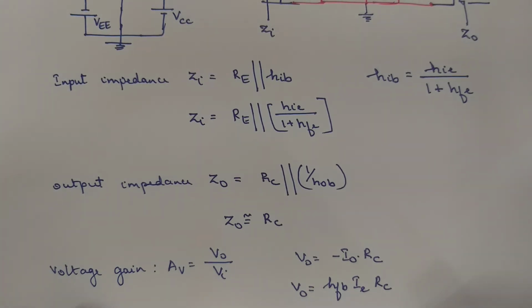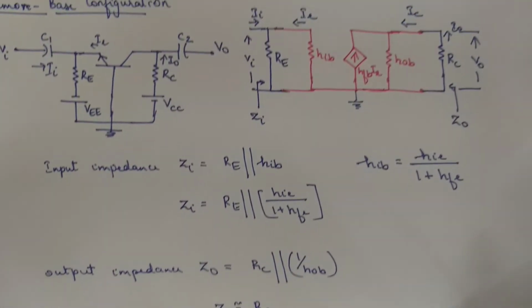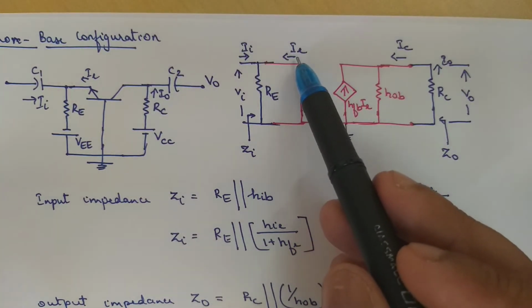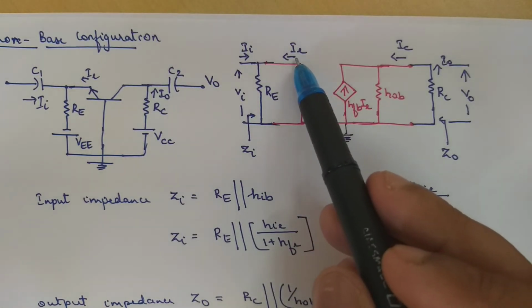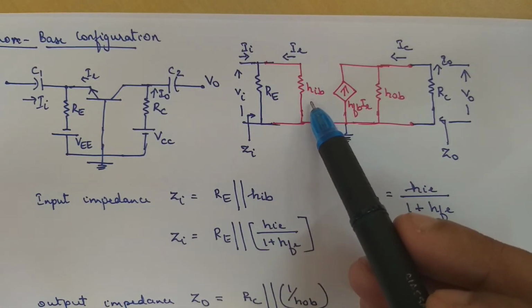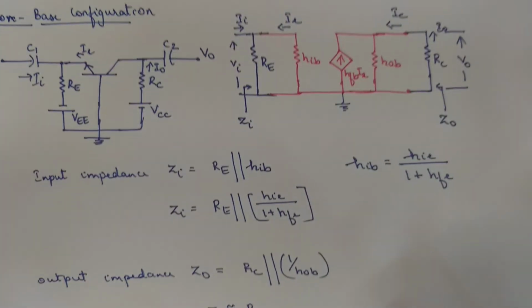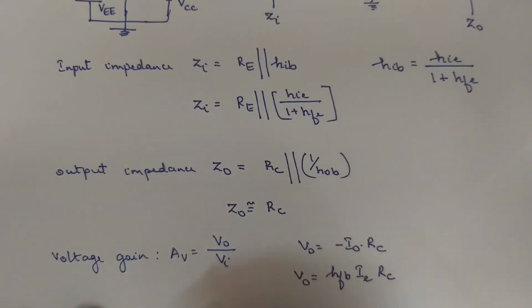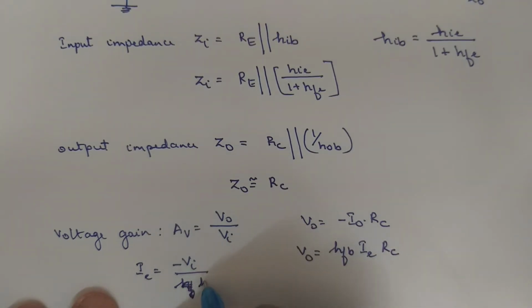Now in this expression we want the emitter current. Seeing the circuit back, this is the emitter current, and it is in the opposite direction. So in terms of the input voltage and the input impedance, we can write IE is equal to minus Vi divided by HIB.